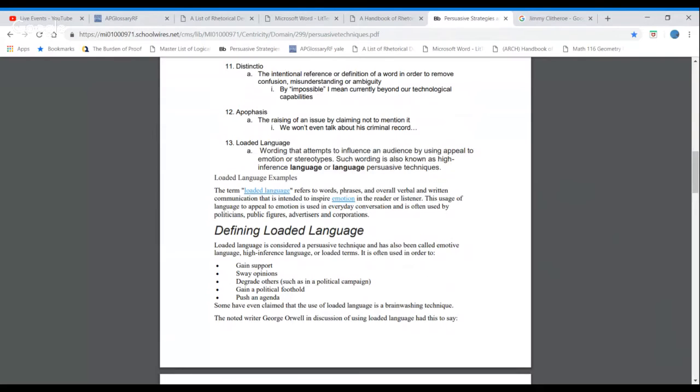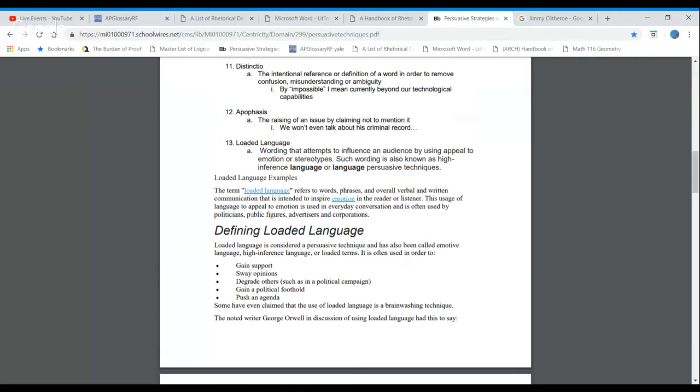So what they call it, they use it as language persuasive techniques to put people off. The term loaded language refers to words, phrases, and overall verbal and written communication that is intended to inspire emotion in the reader or listener. Yeah. So when people go, "Oh, conspiracy theorist," that's a loaded term as well. Yeah, to put people off, to inspire emotion in people. People hear that word and it inspires emotion in them to put them off. Same with flat earth and quite a lot of other words that are bandied about a lot.